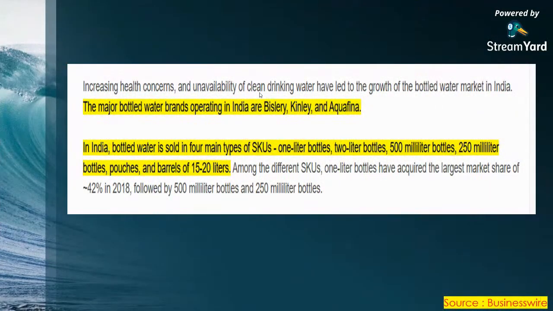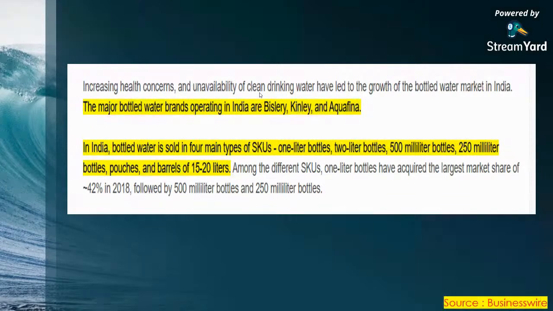So, increasing health concerns and education awareness and unavailability of clean drinking water have led to the growth of the bottled water market in India. And as everyone knows, in India and outside also, the major bottled water brands operating in India are Bisleri, Kinley, and Aquafina. And in the rest of the world, it's Nestle. When we talk about Nestle, it's the company which has the most share of bottled water around the world and in India as well. And as you can see in the data, India has the largest market share, around 42% of just 1 liter bottles.